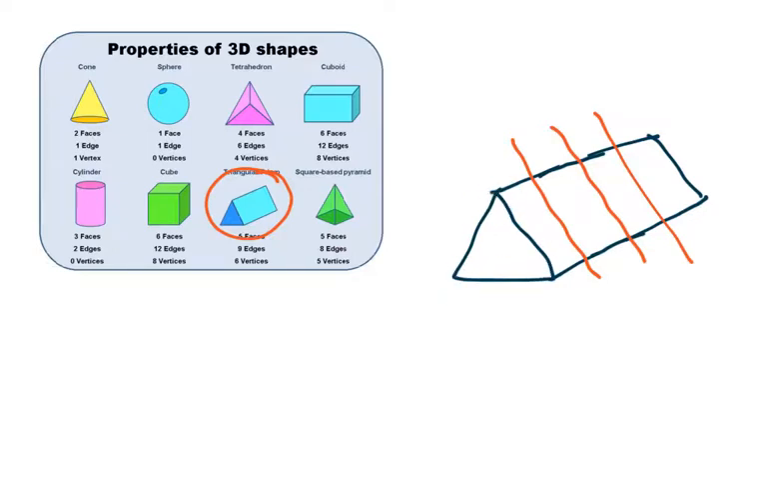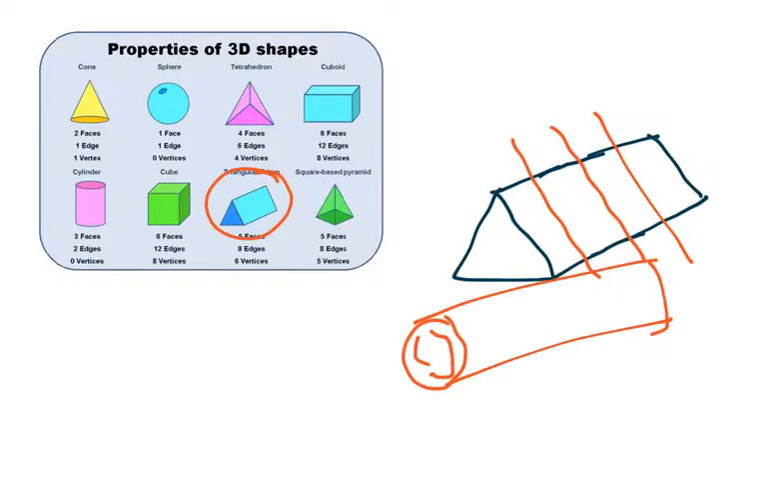It's a bit like a stick of rock at the beach. When you see a stick of rock at the beach and it's got writing in it, wherever you cut, you still see that writing. That makes it a prism. So a cylinder is actually also a prism as well. A cuboid is a prism. A cube is a prism.